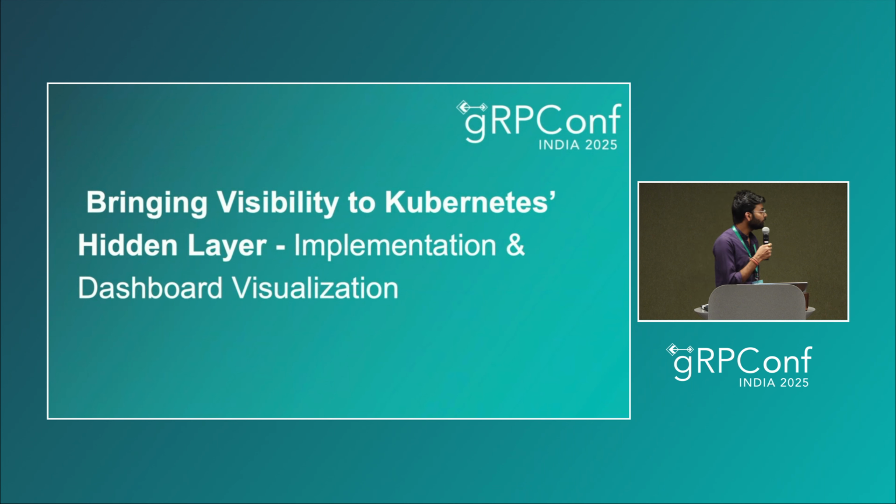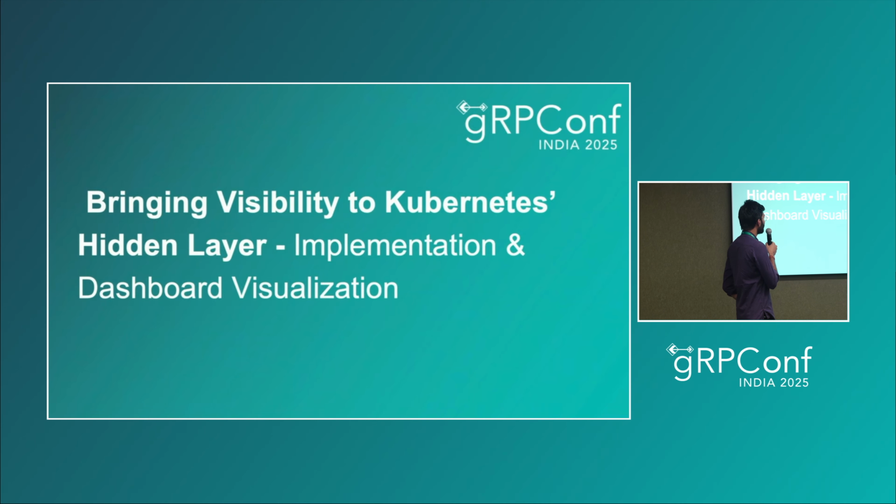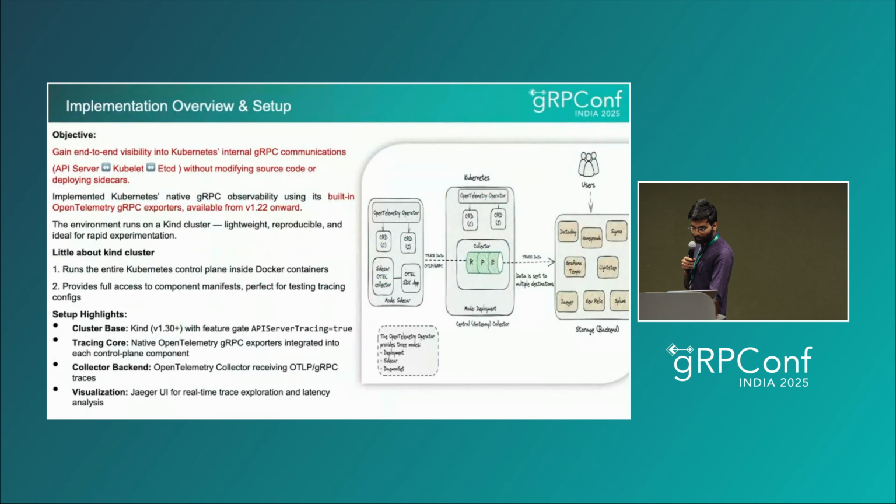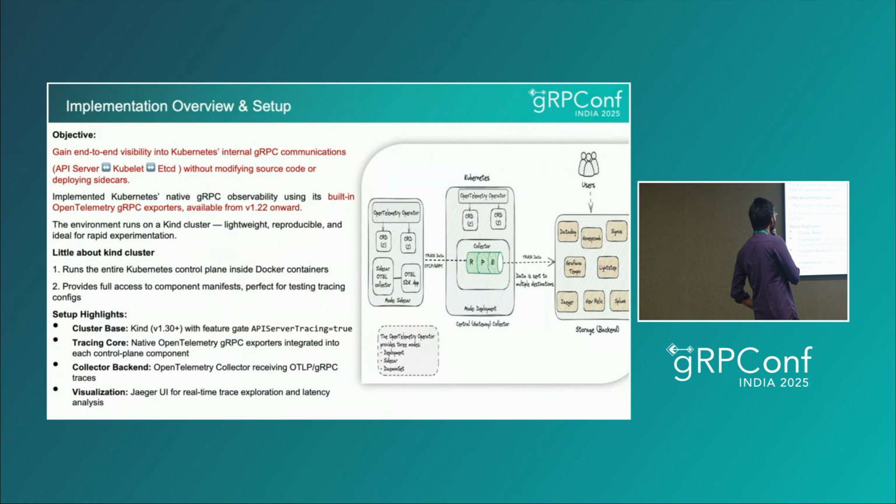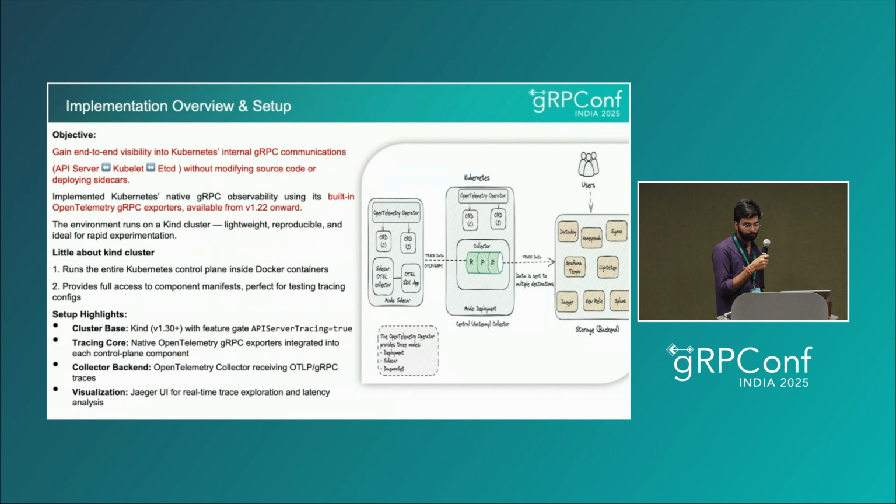Yeah, thank you, Abhijeet, for the detailed overview of our approach. Now I will be forwarding this talk to the implementation and the dashboard visualization part. Now coming to our current setup, the implementation overview and the setup. The main objective, as we discussed earlier, is to gain end-to-end visibility into Kubernetes internal gRPC communication, which is between the different components of Kubernetes, like between API server to kubelet, kubelet to etcd, and vice versa.